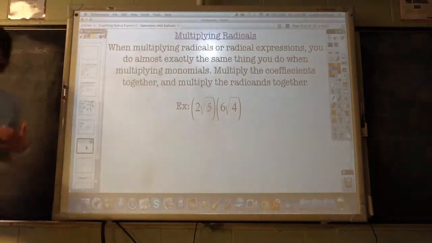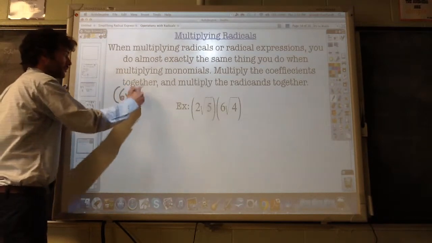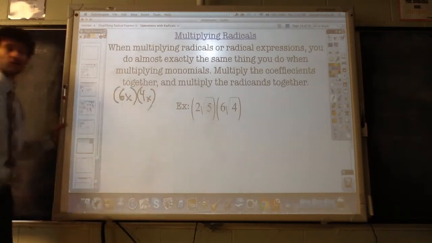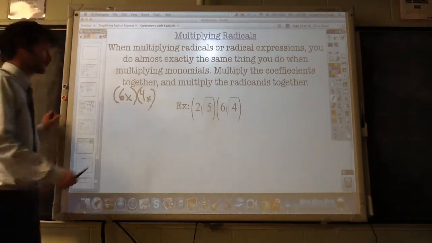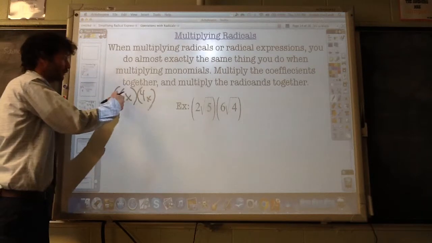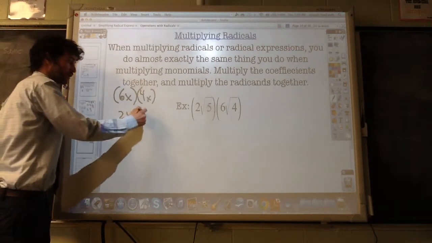Multiplying radicals. It's pretty much the same as multiplying monomials. So if you can get this concept, 6x times 4x, you can get this concept. What does 6x times 4x equal? 24x squared. Good. That's it, Jonathan. Excellent. You do the 6 times 4 to get 24, and the x times x to get x squared.